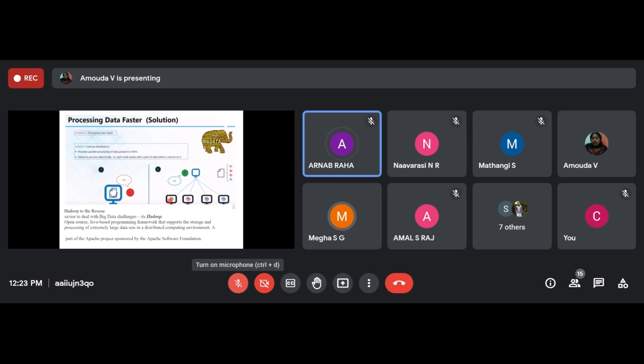Yes, ma'am. Huge data is available. We cannot process this with the traditional approach. So we need to look for a solution. We should process the data fast. Many tools are available, open source.